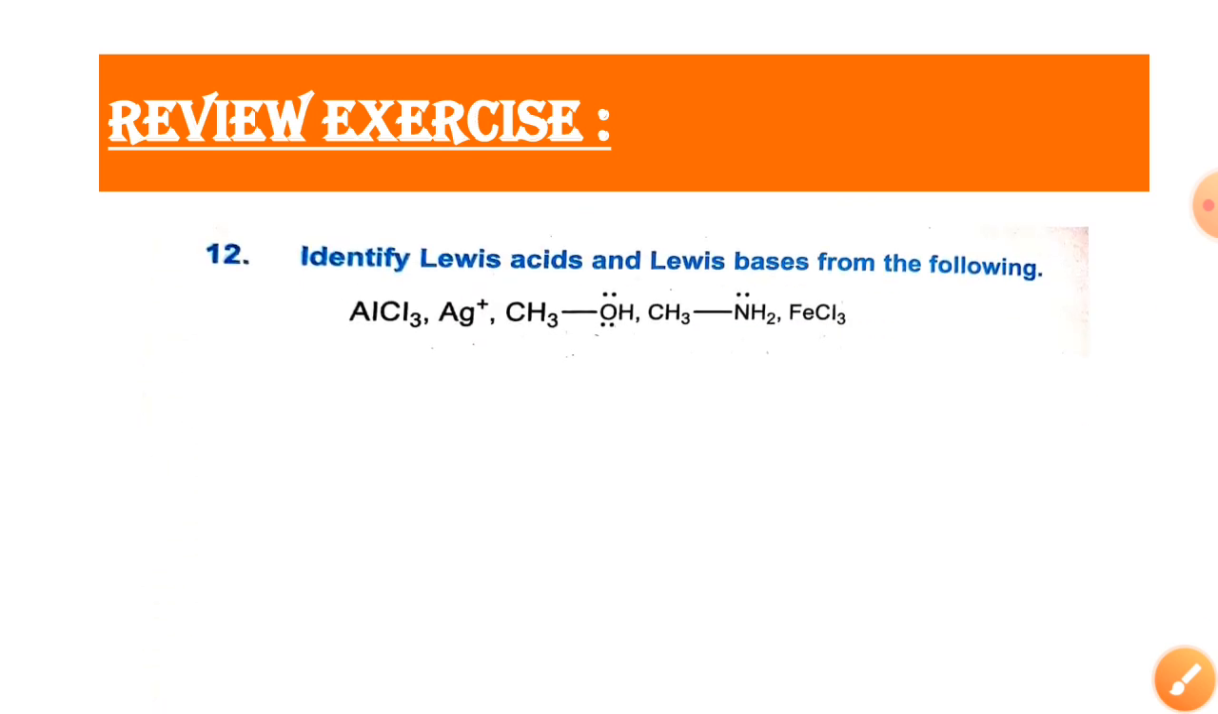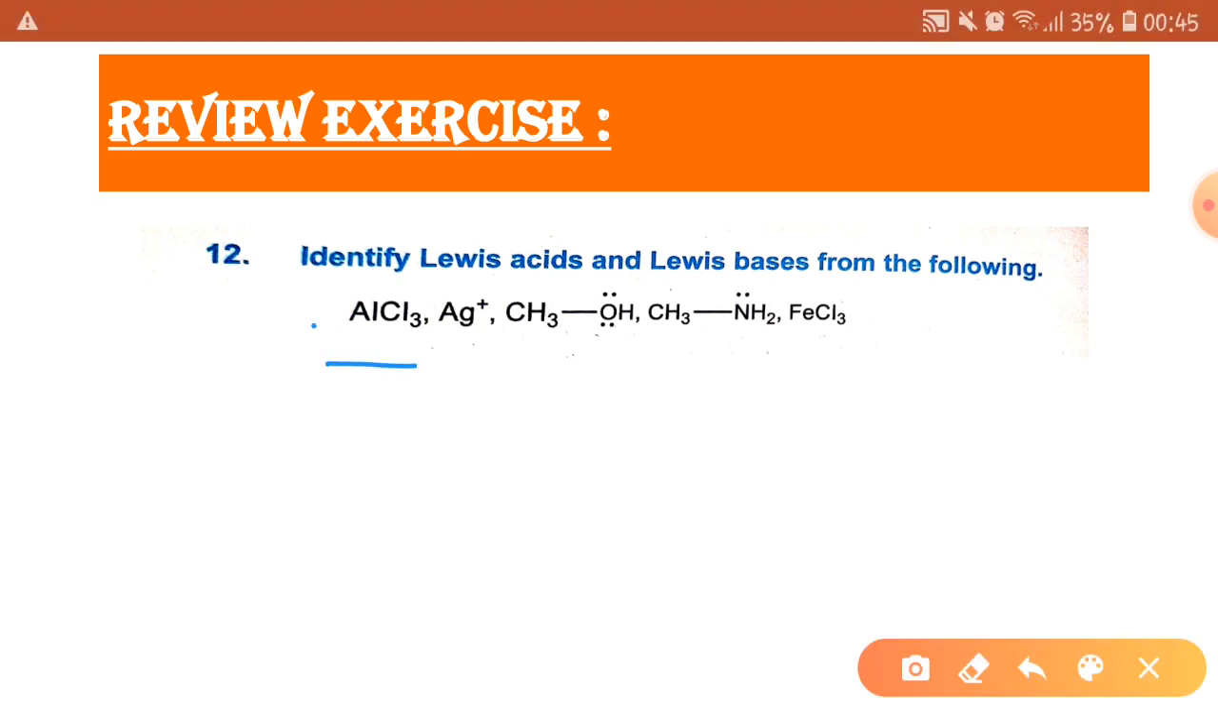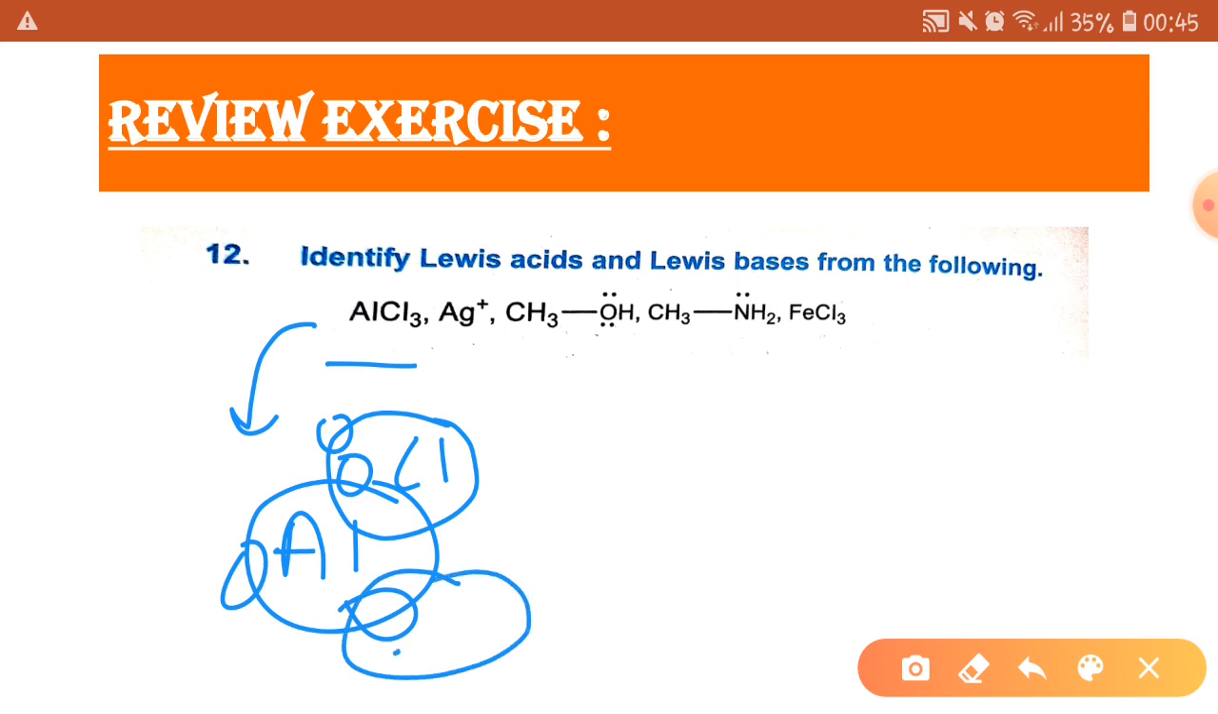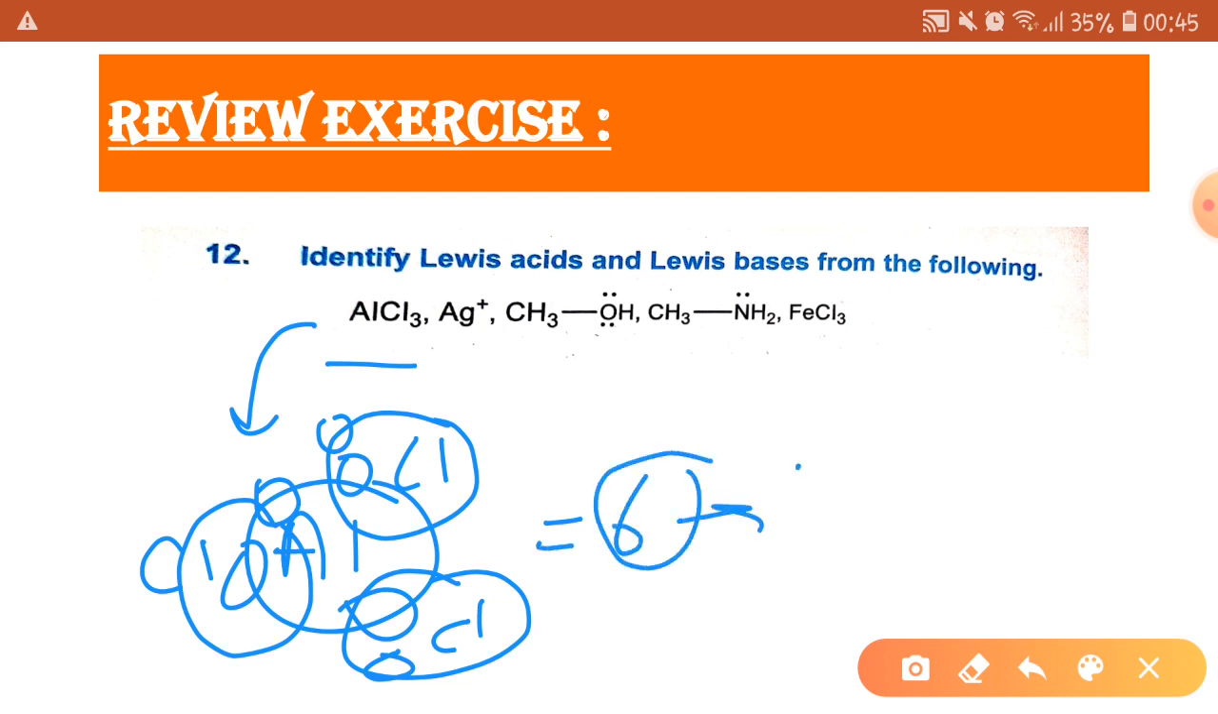Now you have to identify the Lewis acid and Lewis bases from the following. For aluminium trichloride, as we have read before, aluminium has 3 valence electrons in its outermost shell. So when it shares these electrons with 3 chlorine atoms, the total number of electrons in its valence shell becomes 6. So therefore it will be considered an electron deficient molecule. It still has a deficiency of electrons. It needs 2 electrons to complete its octet, therefore it will act as a Lewis acid.